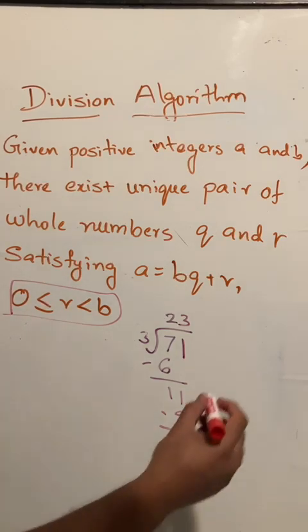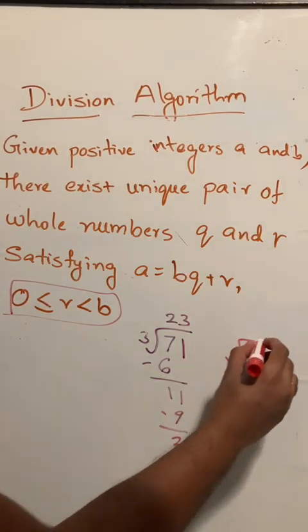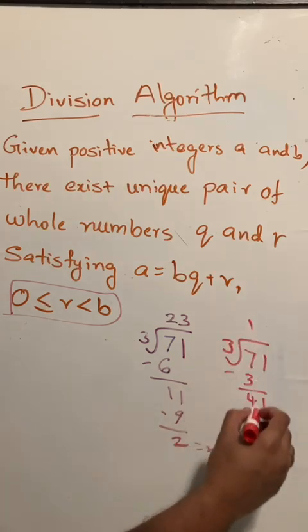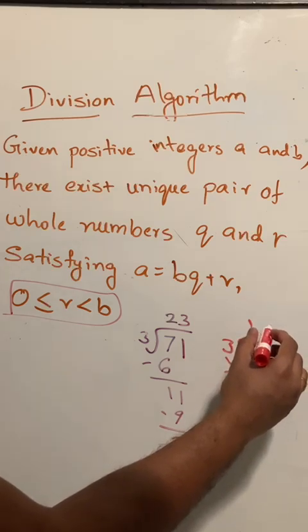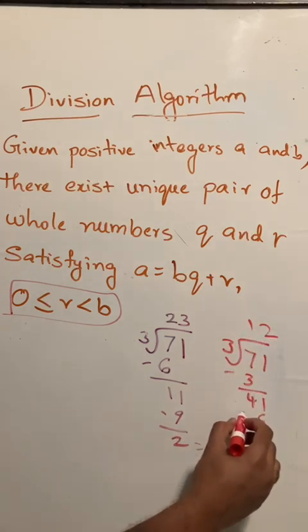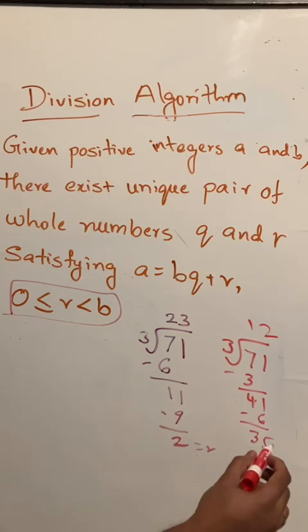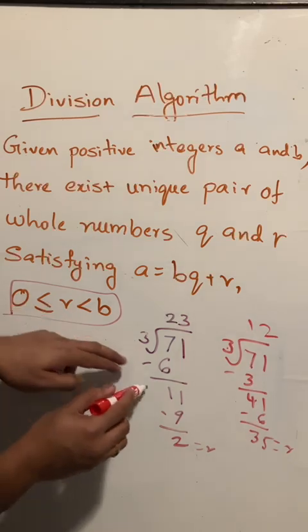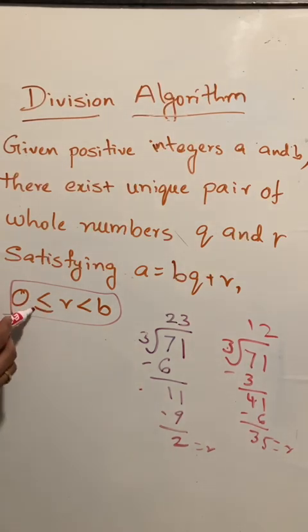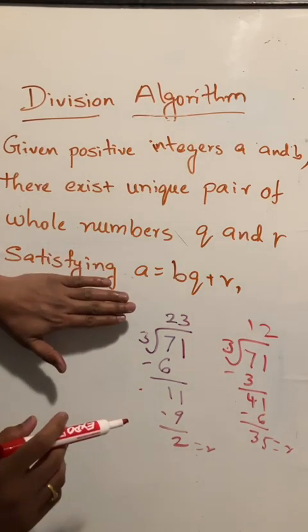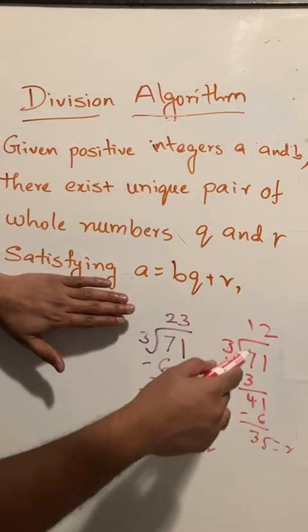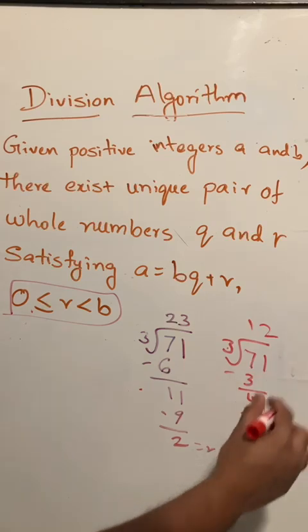If you do it in another way, 13 times 3 becomes 41, and if you do 2 times 6, 35. Here the remainder is greater than the divisor, so it is not satisfying this condition. So he wanted us to do it like this. That is the reason he wrote this condition. If we hide this condition, we get multiple solutions, multiple q and r pairs.